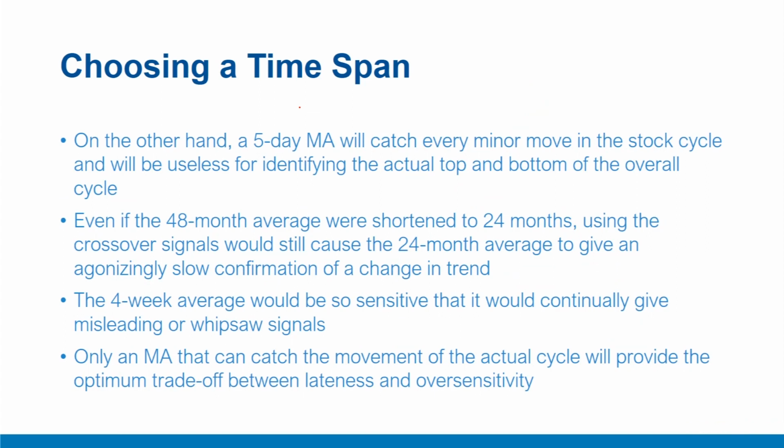On the other hand, a 5-day moving average will catch every minor move in the stock cycle and will be useless for the purpose of identifying the actual top and bottom of the overall cycle. Even if the 48-month or 4-year average were shortened to 24 months, using the crossover signals would still cause the 24-month average to give an agonizingly slow confirmation of a change in trend. So it will be very slow. The 4-week average would be so sensitive that it would continuously give misleading or whipsaw signals. Only an MA that can catch the movement of the actual cycle will provide the optimum trade-off between lateness and oversensitivity. For example, a 10-month MA.